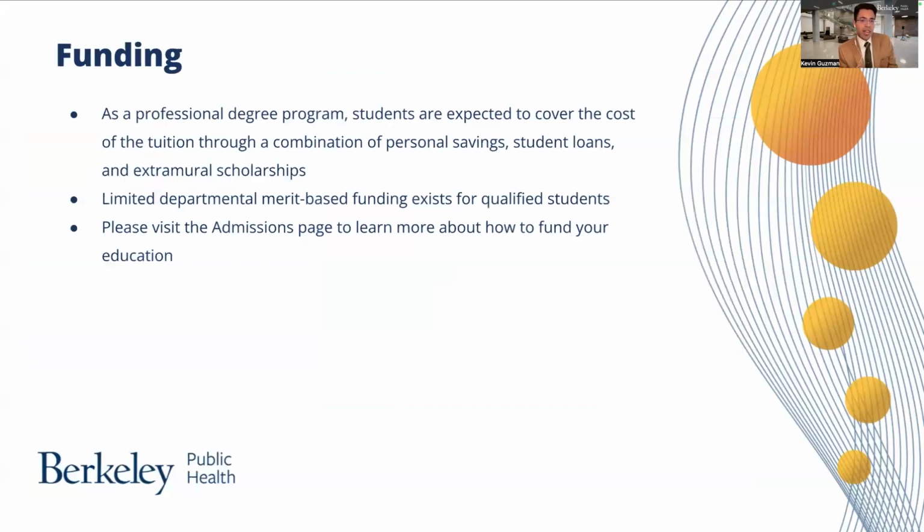Now, when it comes to funding your education, we do also want to quickly mention that because this is a professional degree program, students are expected to self-fund their education through a combination of personal savings, student loans, and extramural scholarships. That being said, our program has a very modest budget to provide merit-based funding to qualified students, and we recommend that you refer to our admissions page to learn more about tips on how to fund your education.